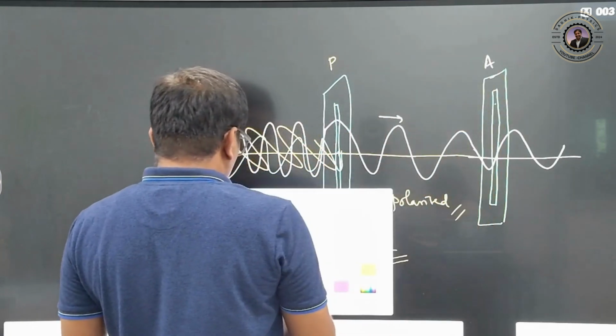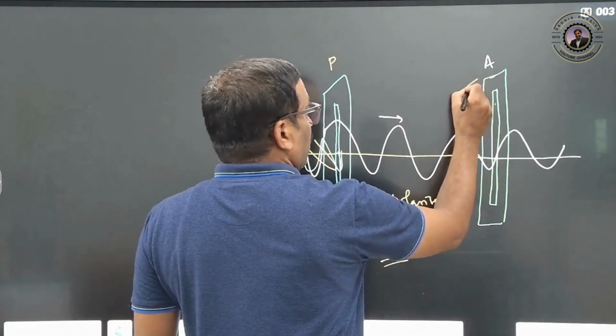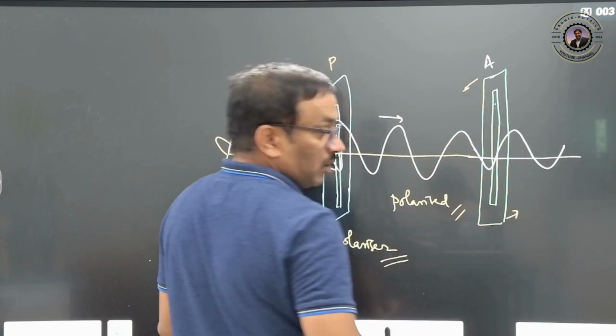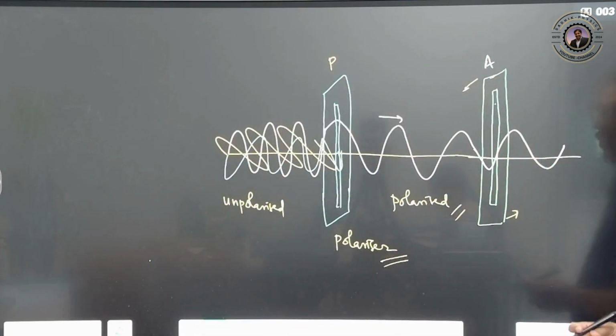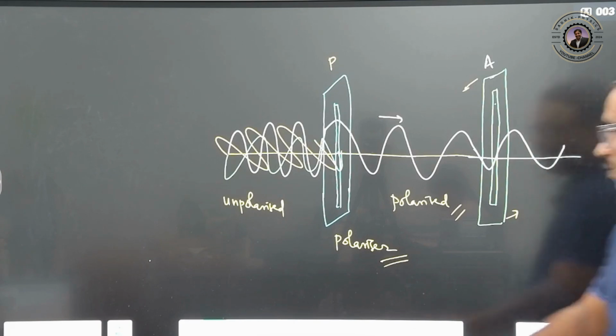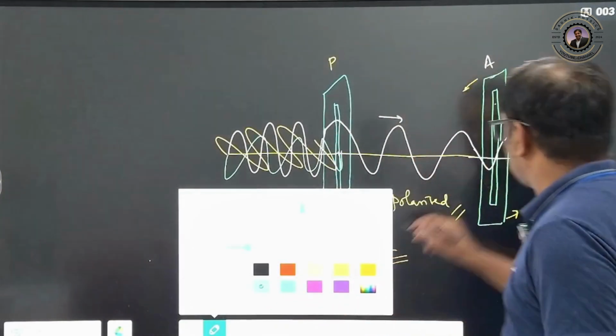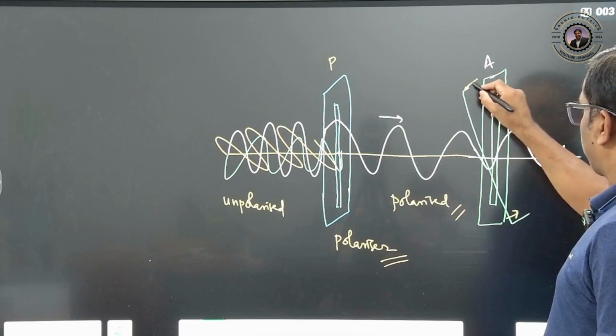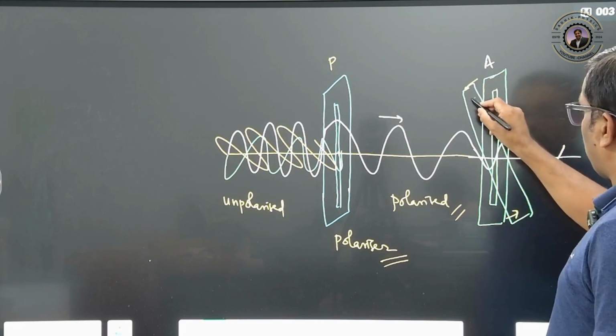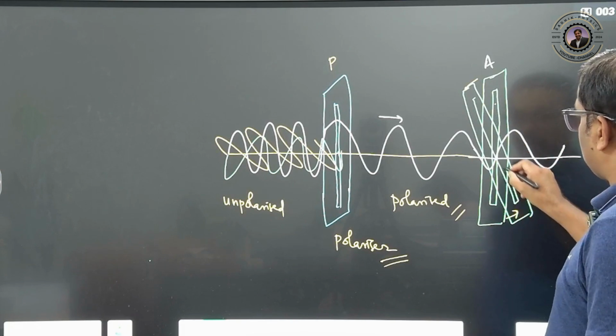Now what I am going to do is rotate this one. Therefore, when I am rotating here, what is going to happen? See, suppose here I am going to rotate it like this, okay. So I am going to rotate it like this.